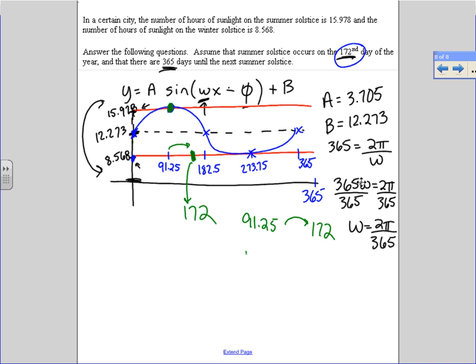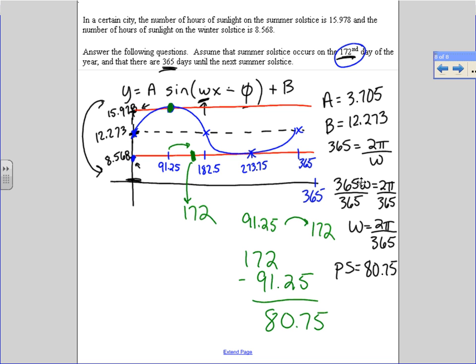Again, what I did there was say 172 minus 91.25. I just punched it in on my calculator, and this gave me 80.75. So now let's add it to the list of values that I'm compiling over here on the right side. So we've got now that the phase shift is equal to 80.75.